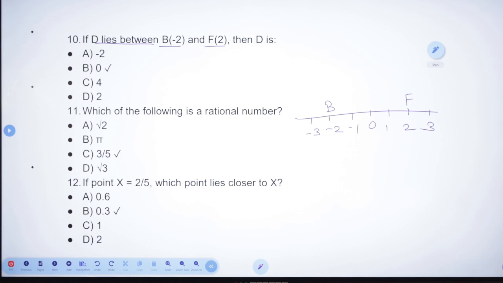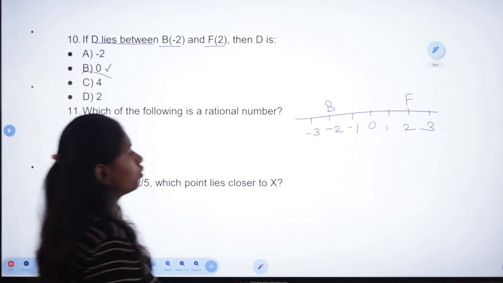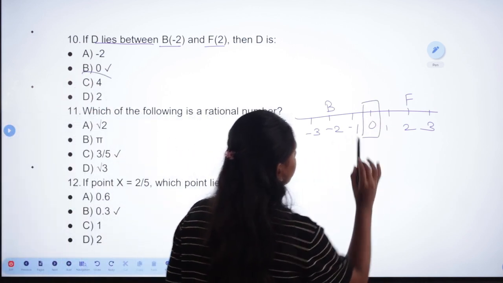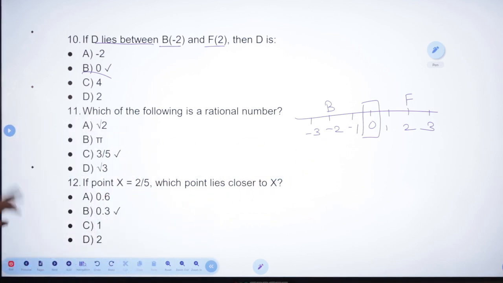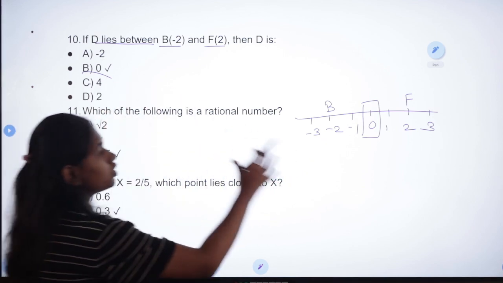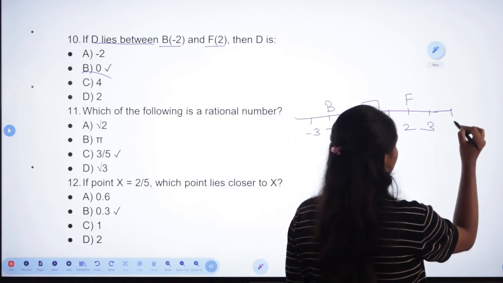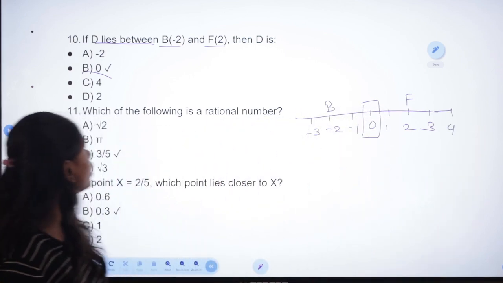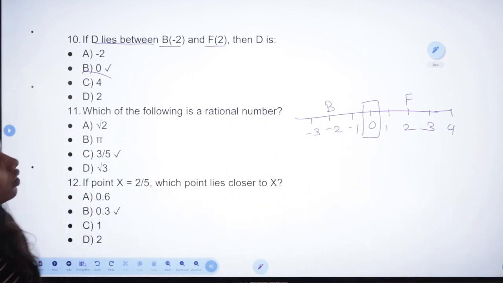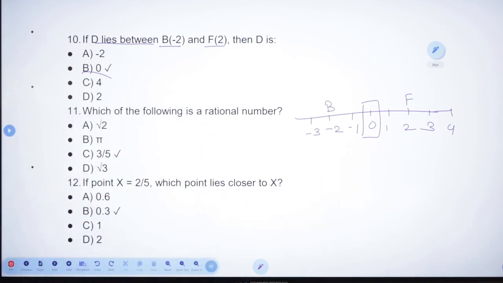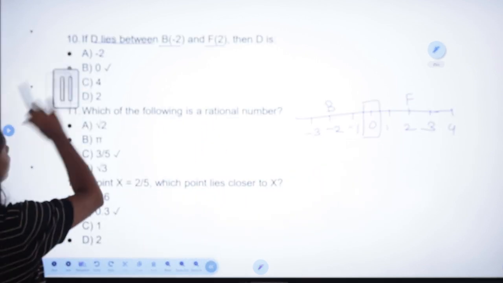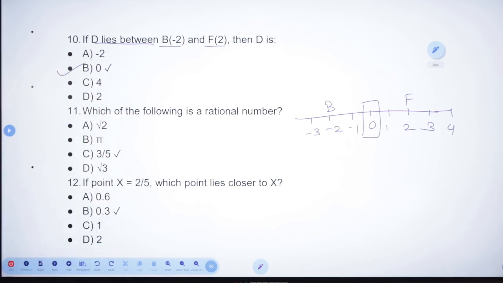Then next, that is 0. Now 0 is here. Means it is in a middle. Okay, it is in middle. Then 4. Now 4 is on the right side. So 4 is not the correct option. Then 2. Then 2 is the point, that is F. So which one is the between? Which point is in between? That is option number B.